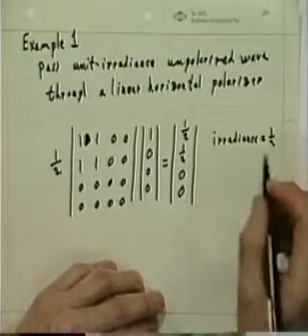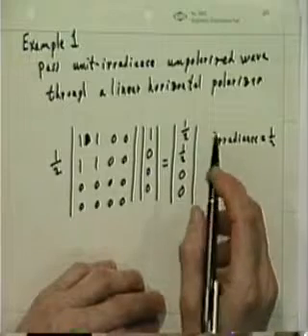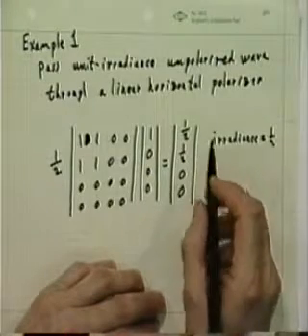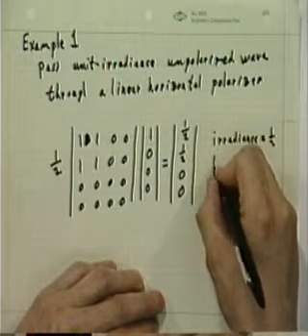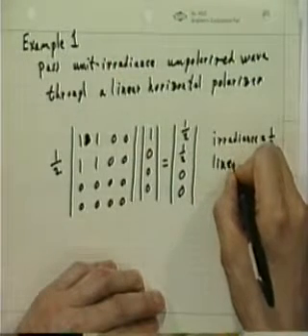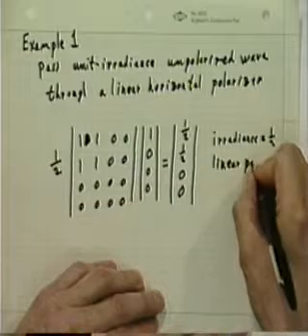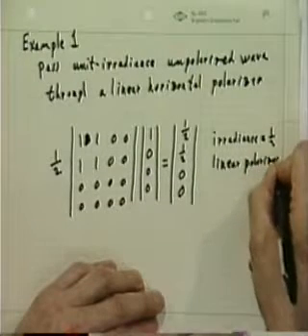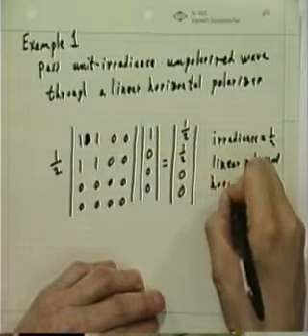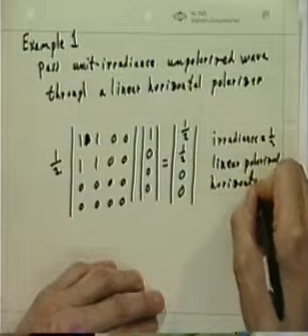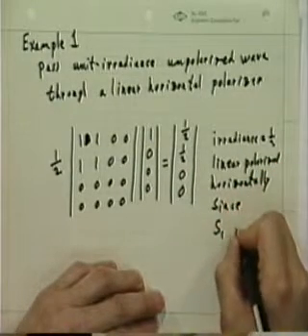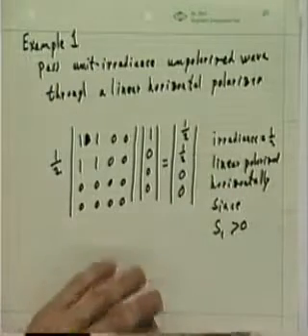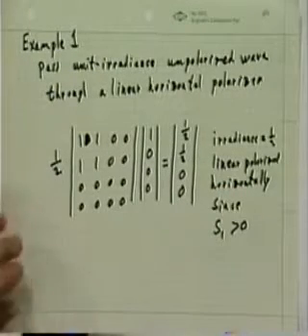We get that. The next thing is that this is horizontal because this is greater than 0. I mean linear polarization, I should say. Linear polarized horizontally since S1 is greater than 0. Okay, so that wasn't too hard.